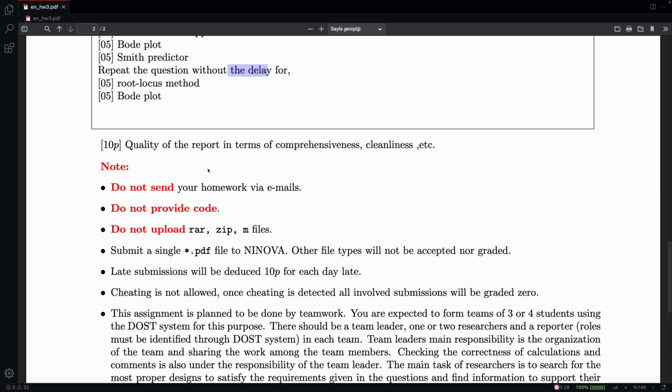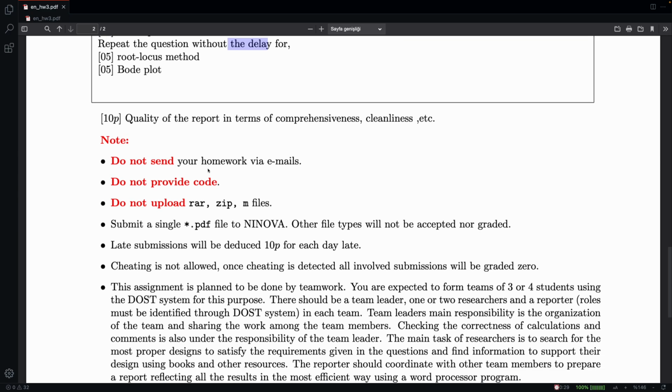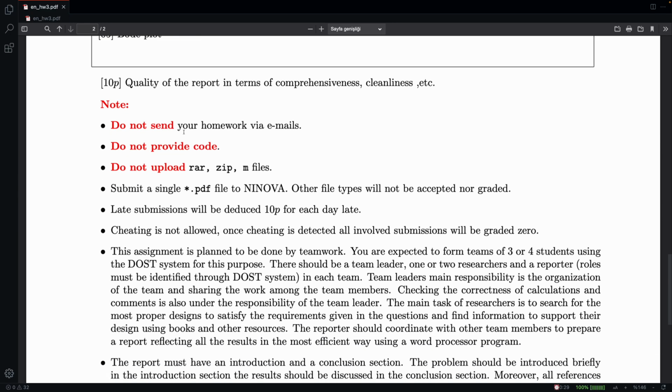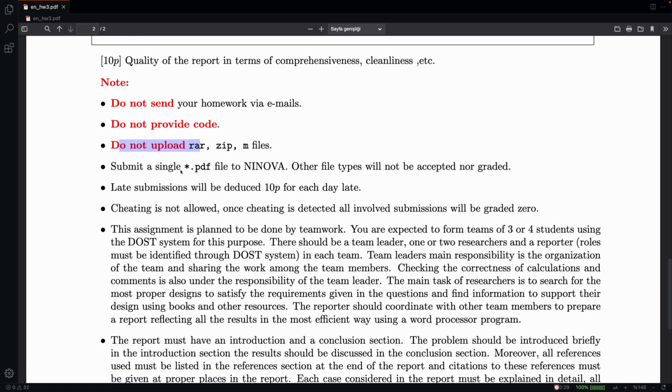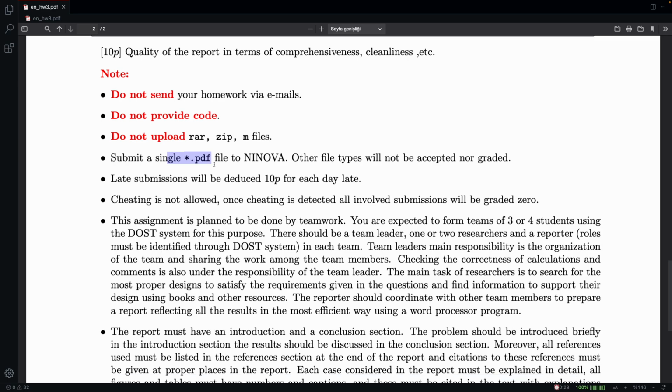And as you remember, at the beginning of this video, I talked about the fact that this is going to be a team assignment. So there are some rules about it. First of all, we have some reminders that you shouldn't send emails, that you shouldn't provide code. We don't look for MATLAB codes. You shouldn't upload any Simulink file, zip file, M file, RAR file. It's not necessary. You should just provide the necessary figures and block diagrams as a report, and that's sufficient. Submit a single PDF file to Ninova.